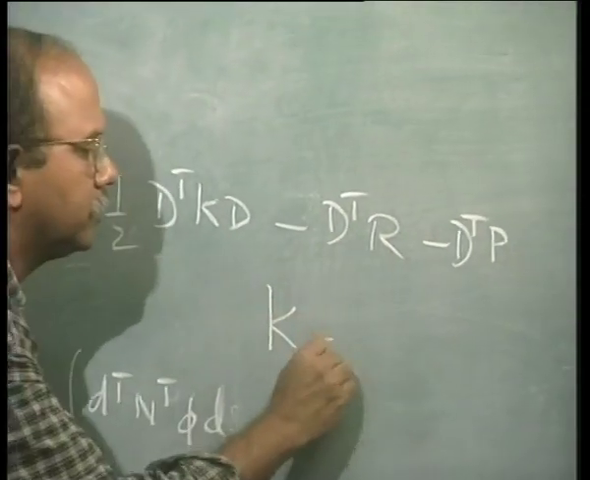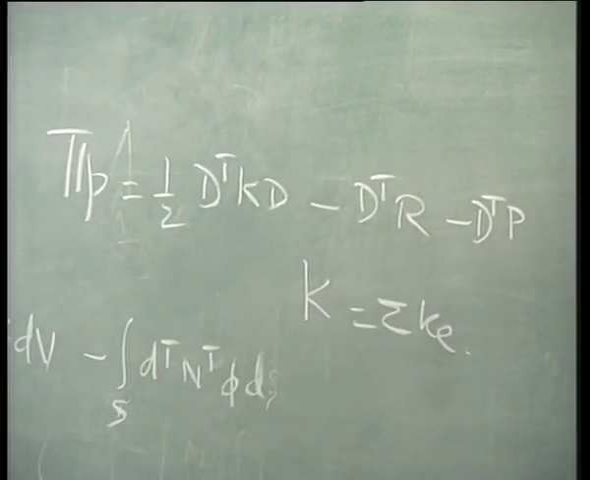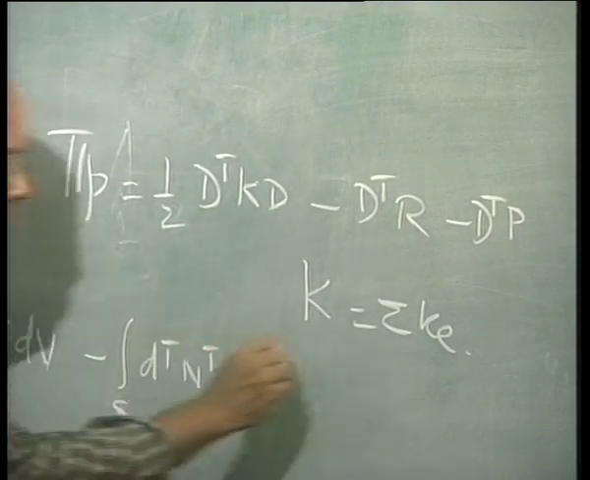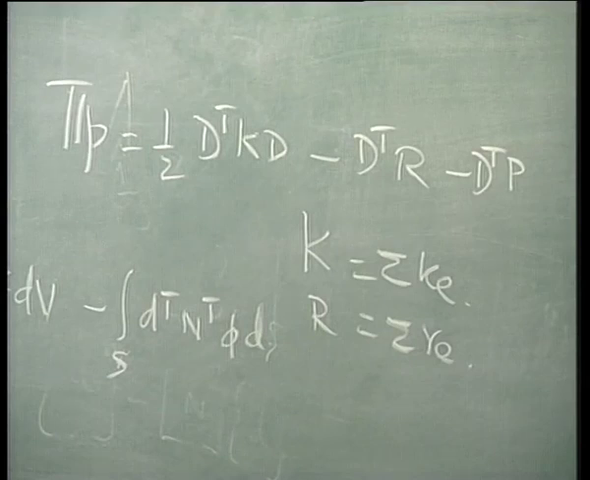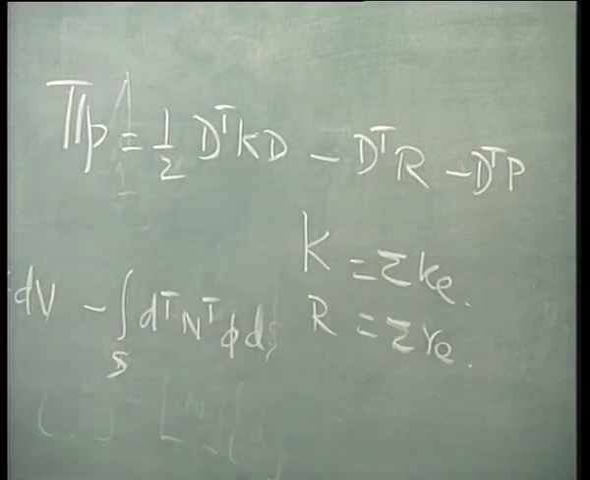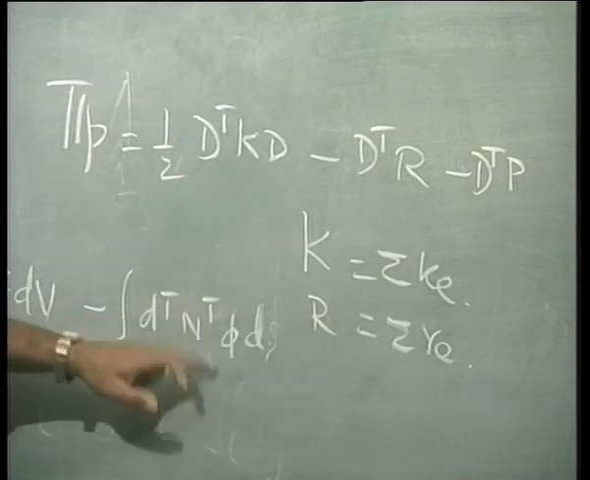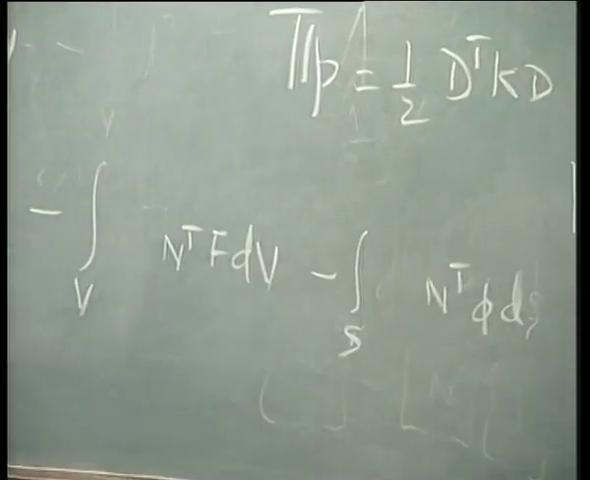K is equal to sigma of Ke. This is a matrix addition because I have already expanded K in terms of complete D, and R is equal to sigma of REs. Is that clear? And the last term I have brought in because my phi P now should include the contribution due to concentrated loads. Please remember what is RE? RE is nothing but N transpose F dV N transpose phi ds, that is RE. So in other words, this will come out and that will come out.